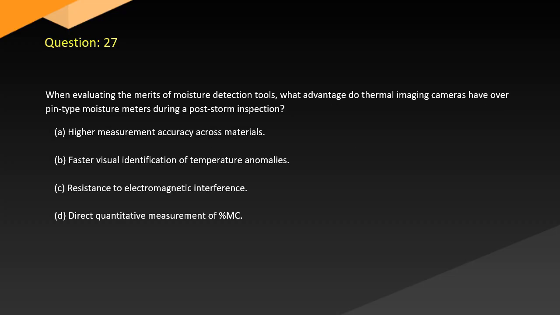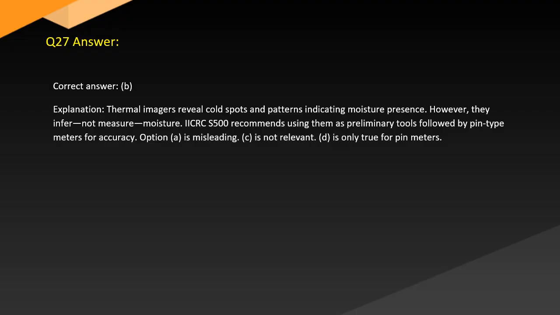Question 27. When evaluating the merits of moisture detection tools, what advantage do thermal imaging cameras have over pin-type moisture meters during a post-storm inspection? A. Higher measurement accuracy across materials. B. Faster visual identification of temperature anomalies. C. Resistance to electromagnetic interference. D. Direct quantitative measurement of percent moisture.